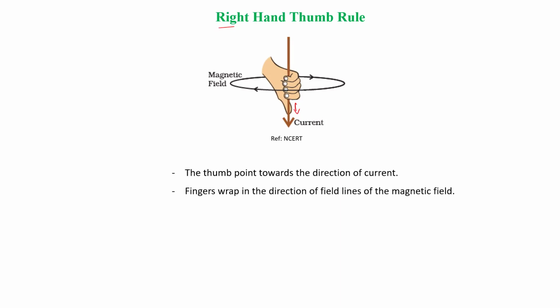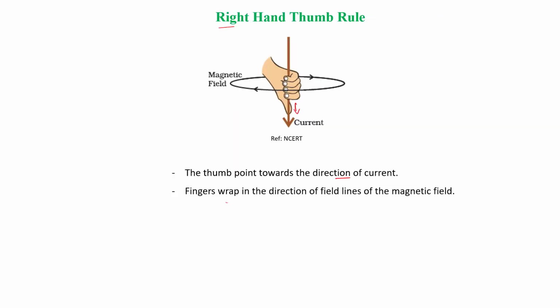So here, if you see, the right hand thumb is pointing downwards and we are going to wrap our fingers. The direction in which we wrap our fingers shows the direction of the magnetic field. So the thumb points toward the direction of the current and the fingers wrap in the direction of the field lines of the magnetic field. So this was the right hand thumb rule.